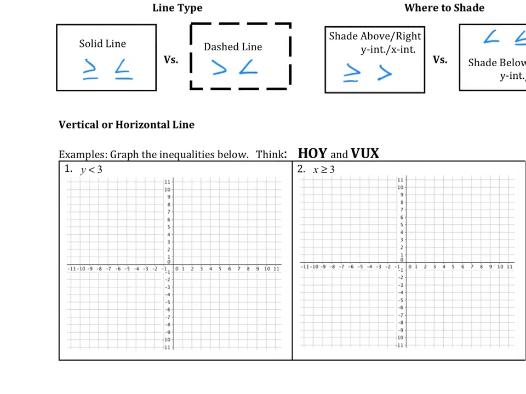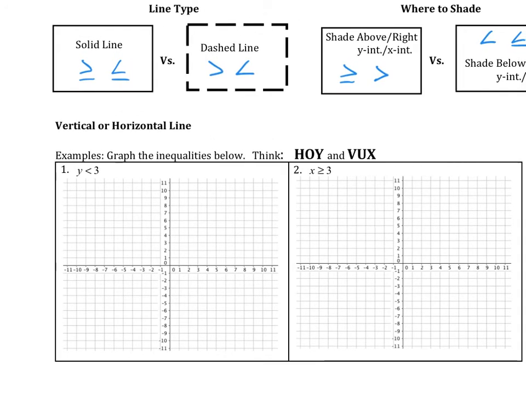So in this example, it says think HOY and VUX. So remember, HOY stands for horizontal line and y equals. So basically a horizontal line is always going to be y equals some number. And then VUX stands for a vertical line, which is x equals a number. So if you see x equals, we know we're going to make a vertical line. And if you see y equals, we're going to make a horizontal.